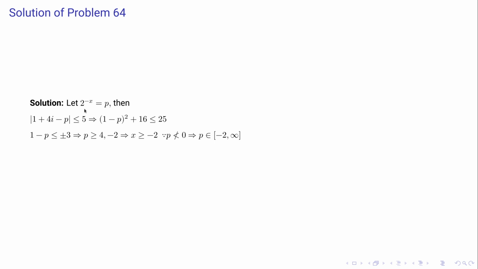All right. So we let 2^(−x) be equal to p and we solve. We get |1 − p| to be less than ±3. So p should be greater than 4 or −2. So the actual value which we take is when you have to have both greater than 4 and −2, then obviously −2 will be removed because since it has to be greater than 4, it cannot be between −2 and 4. So if p has to be greater than 4, then x has to be greater than −2. And p cannot be less than 0. Okay. So x is in (−2, ∞).